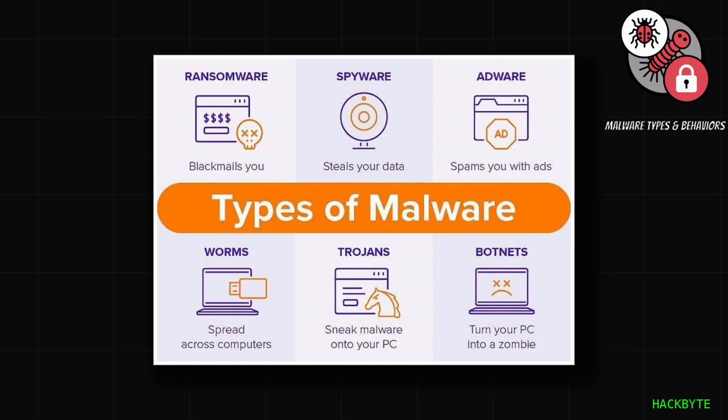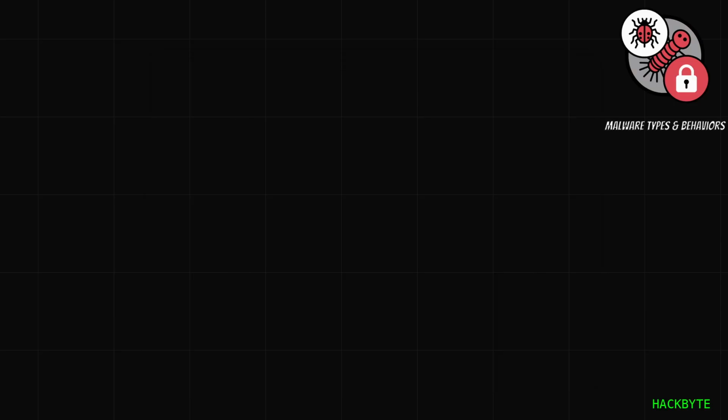Malware comes in many forms: Trojans that hide inside legitimate programs, worms that self propagate, ransomware that encrypts and extorts, and rootkits that hide deep inside systems. Each type leaves distinct telemetry and goals, from data theft to disruption.